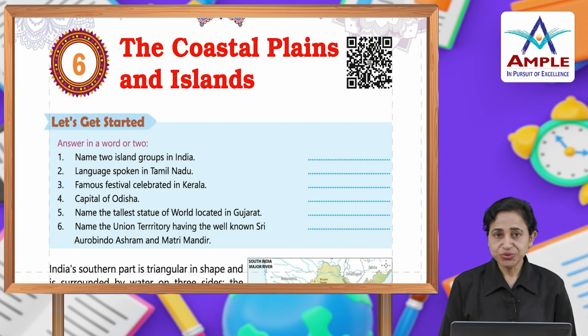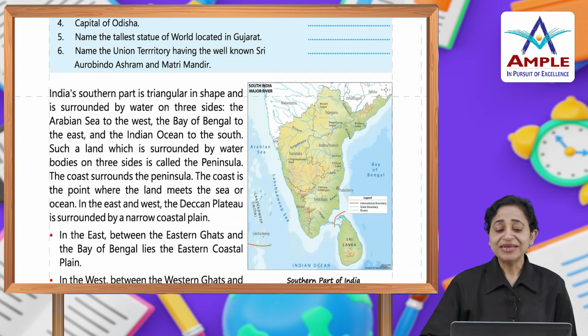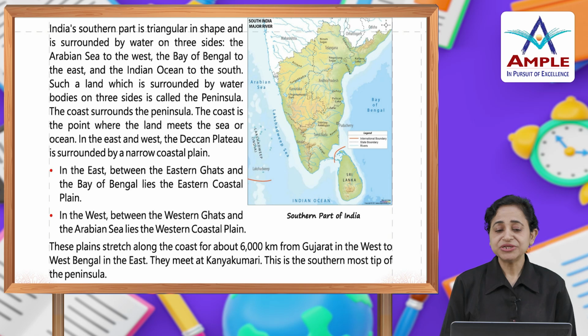So let's start the new topic, new chapter, the coastal plains and islands. So let's get started. India's southern part is triangular in shape and is surrounded by water on three sides, the Arabian Sea to the west, the Bay of Bengal to the east and the Indian Ocean to the south.